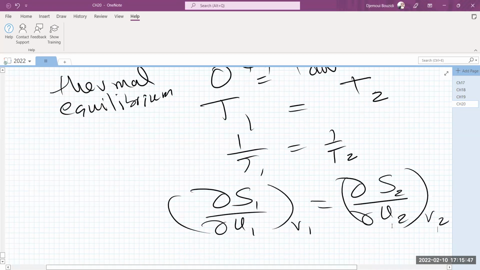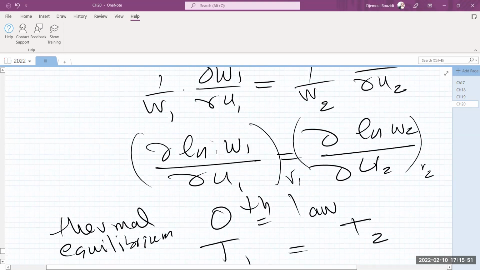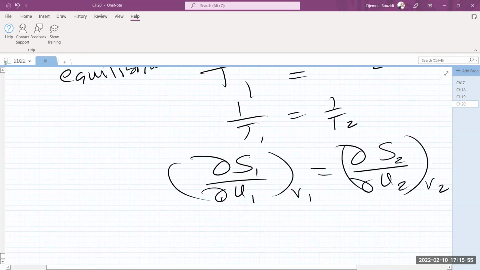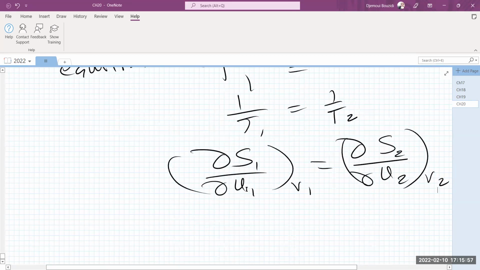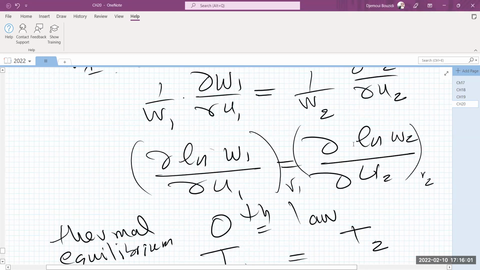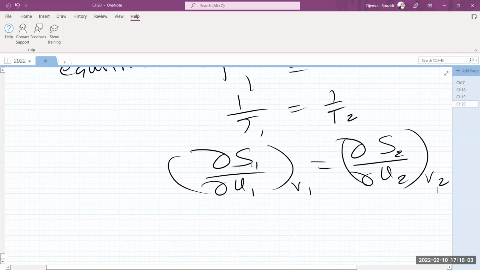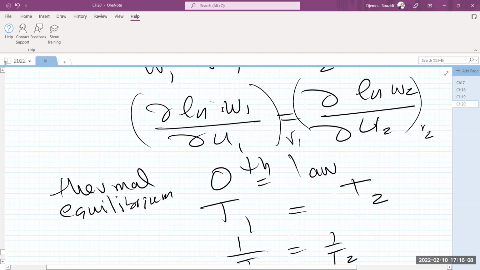These two expressions, the one I'm looking at for the entropy, and the one that involves the natural log of this W, are the same, except the denominator is the same with respect to the energies. The volumes are fixed in either of them. So what this suggests is that this entropy is related to this natural log.